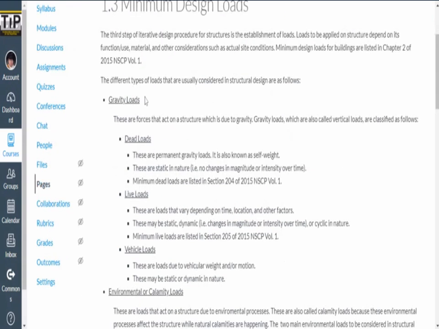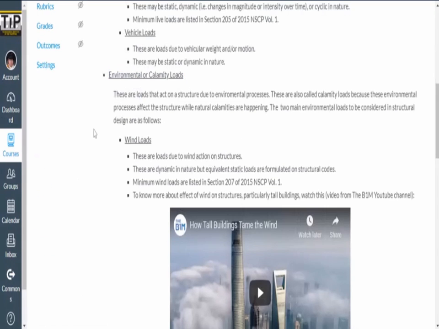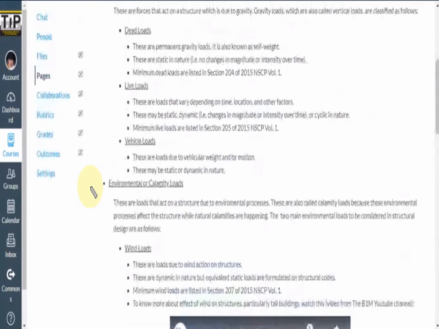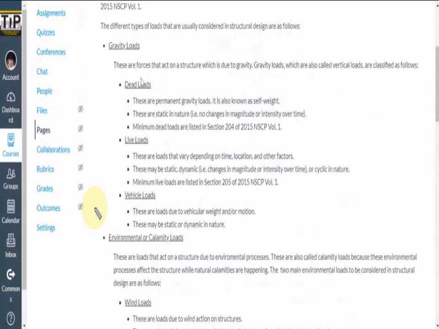So different types of loads that are usually considered in structural design are as follows. We have the gravity loads, we have the environmental or calamity loads, and the other loads. So let us go through this one by one. First, gravity loads are forces that act on a structure which are due to gravity. Gravity loads are also called vertical loads precisely because gravity is always going vertically downward.